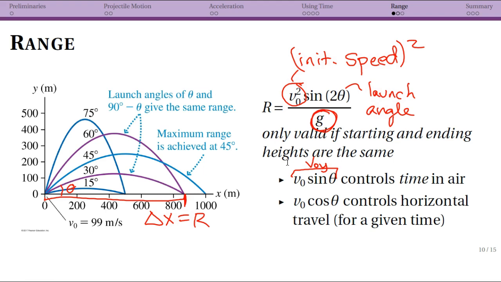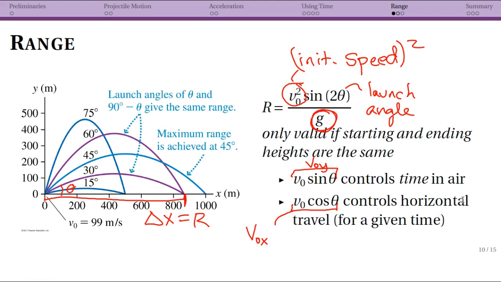So the closer your angle is to 90, the higher it goes, which means the more time it spends in the air. But v0 cosine of theta, which is your x component, this one now is controlling the horizontal travel.